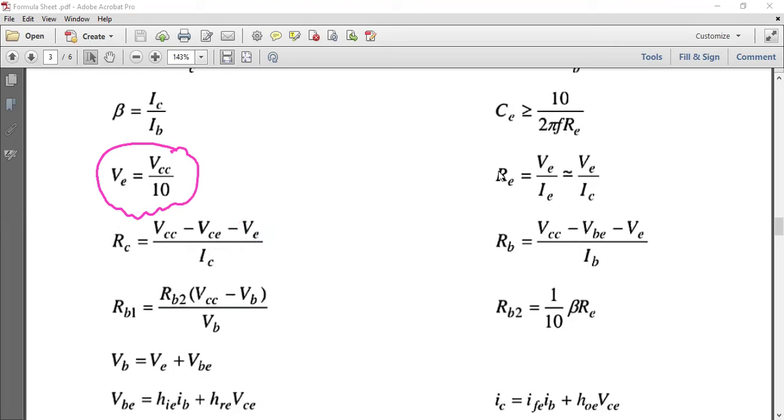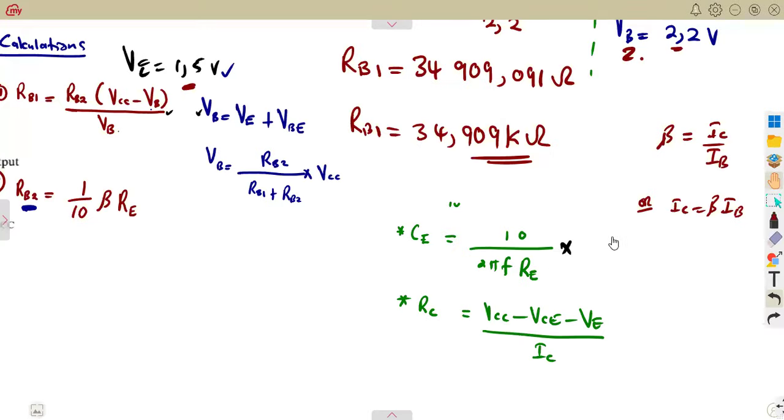And from VE, the question is, can this VE be calculated? Maybe if there is IC or RE, we can think of calculating that VE, or maybe if there's a VB and a VBE, because there's a relationship that is there. All this part VCC is there. So we must think along which part we can actually have that can bring this VCC.